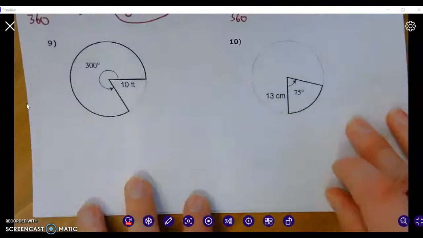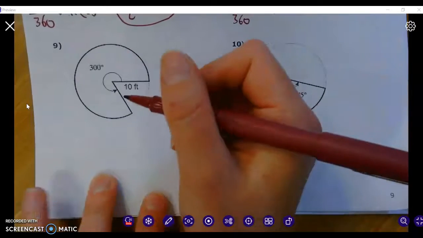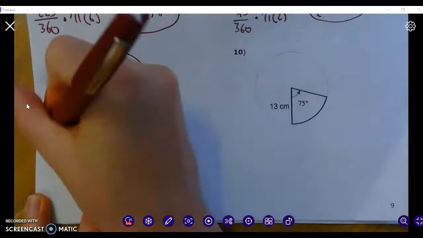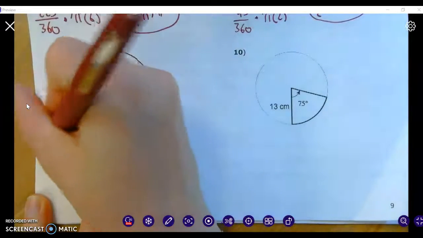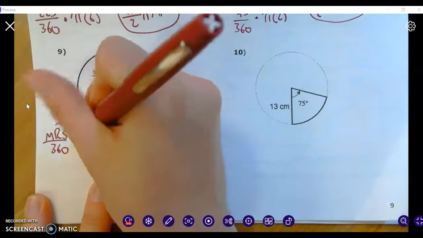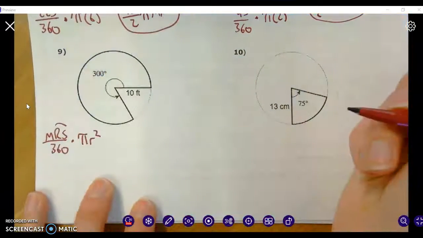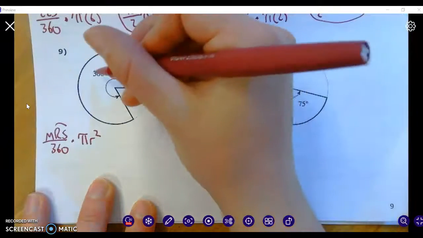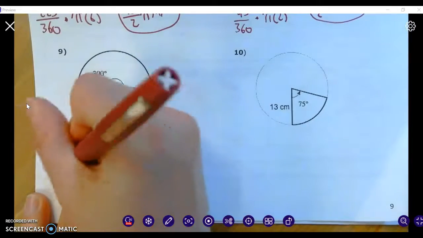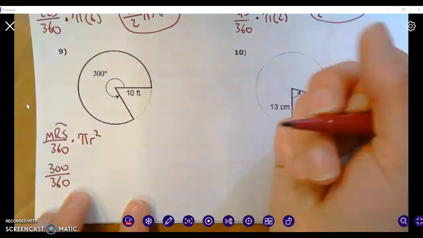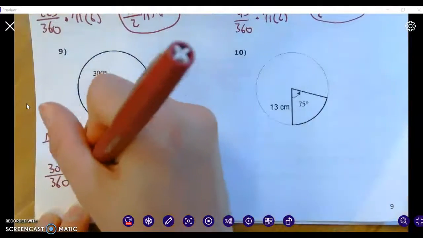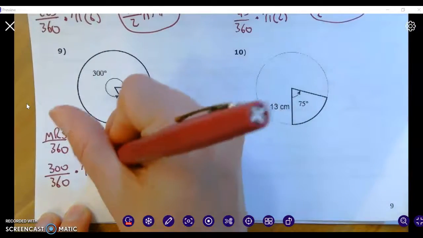Okay, let's try out number 9. So I'm going to start by copying the formula down. So the measure of arc RS divided by 360 times pi r squared. Okay, so our arc is 300. So 300 divided by 360 times pi, our radius is 10.